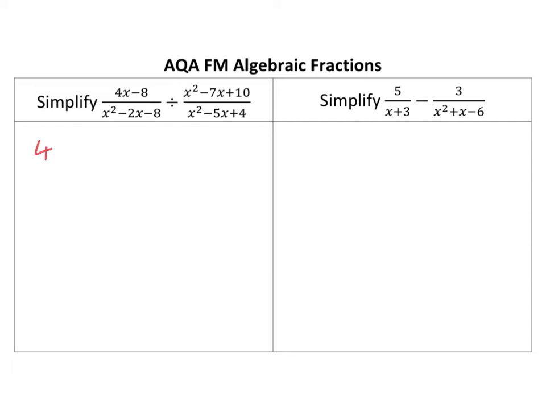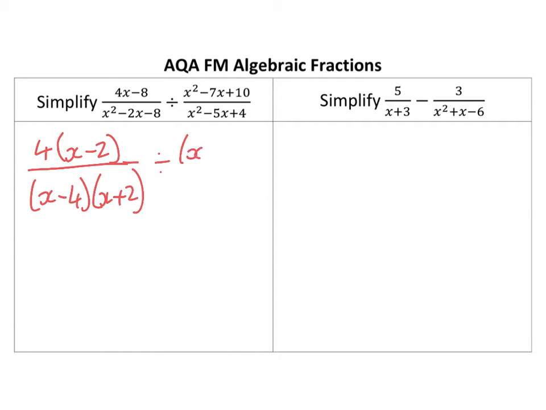So it's going to be 4x(x - 2) over (x - 4)(x + 2), divided by, actually, well, no, I'll just factorise first, won't I? So that's going to be (x - 2)(x - 5). I'll try not to go into the other thing because I'm going to need all that. So (x - 1)(x - 4) over here. Right, now, when we divide fractions, we find the reciprocal, don't we, of the divisor.